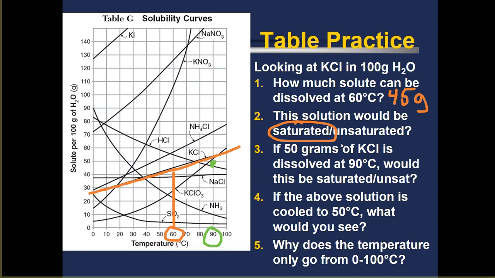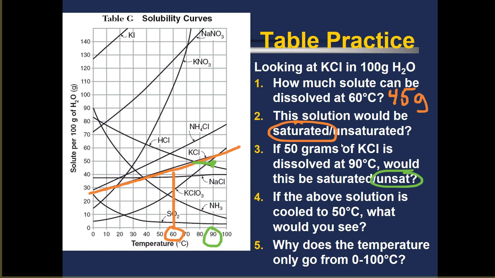So where are we now? Still looking at that orange curve, we find that we're below the line, so this would be an unsaturated solution. Now it says if the above solution is cooled to 50 degrees Celsius, what would you see? So again, we're going to cool it down to 50. Right on the line, it would be saturated.